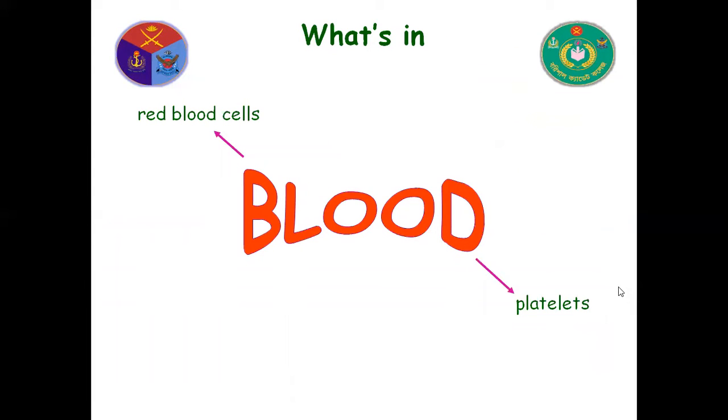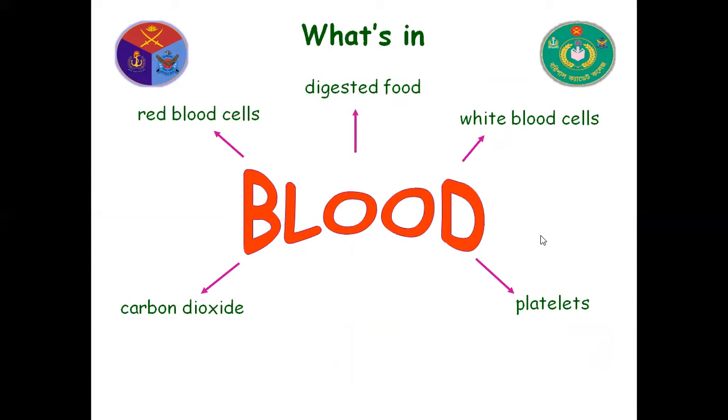So we can see all the blood cells and all the other things are present in blood. RBC, carbon dioxide, plasma, platelets, white blood cells, digestive food, hormones, all are present in blood. So blood is very important for our body.